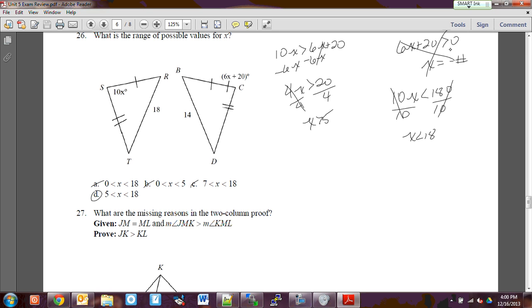All right, if this one had worked, gave us a positive number, then one of these other ones would have worked for us. But since this one doesn't work, we have to say that 10x is less than 180. I would try this one first. A lot of times this one will work, but occasionally it won't, and you have to do it this way. All right.